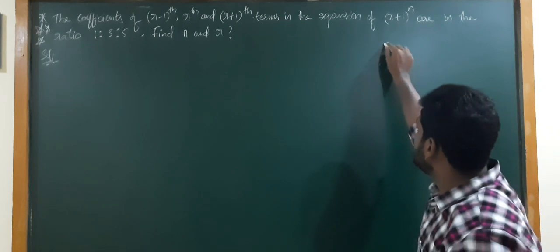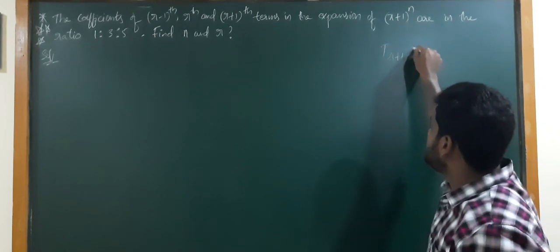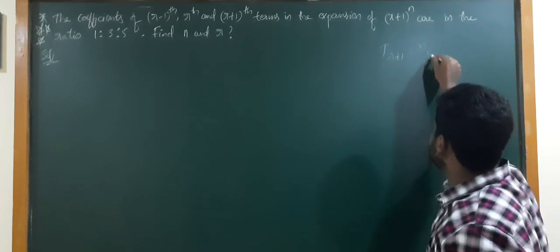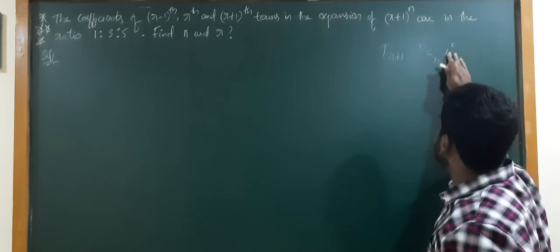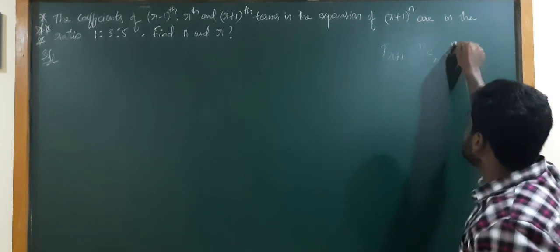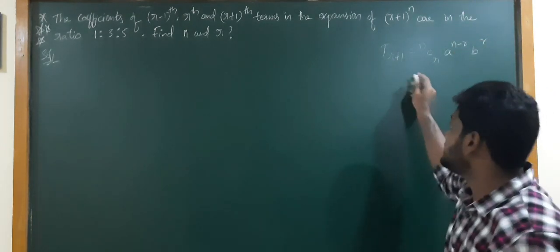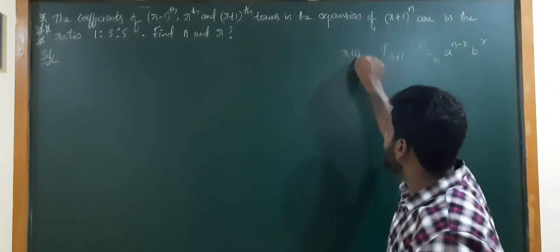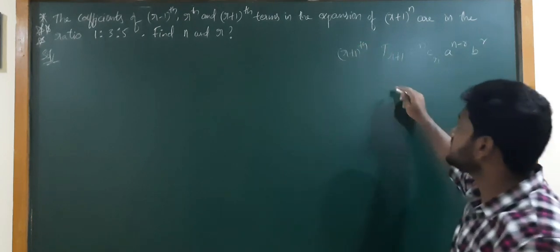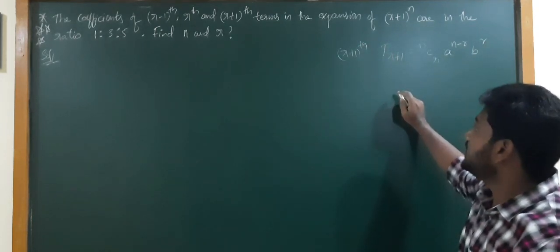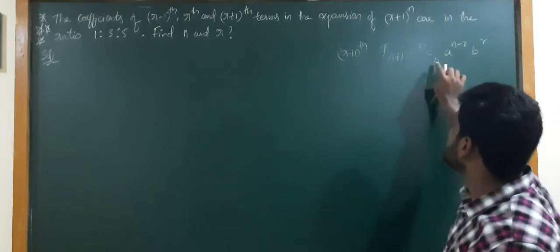First of all, listen. This is the general term, right? T(r plus 1) is equal to nCr x to the power of r, or nothing but a to the power of n minus r into b to the power of r. This is the general term. This is which term? This is the r plus 1th term. If this is the r plus 1th term, what is this?